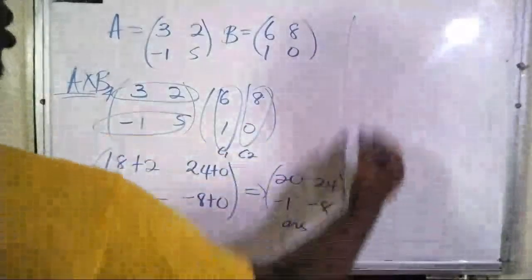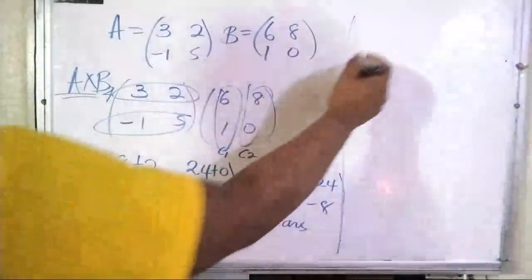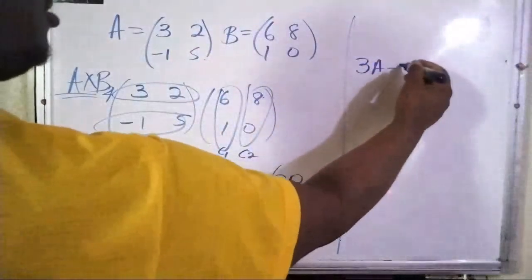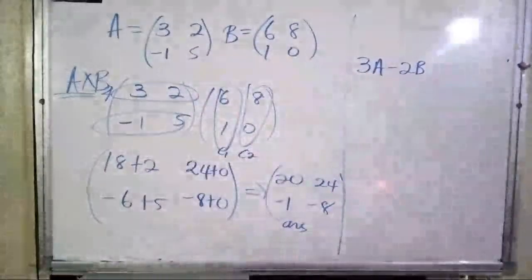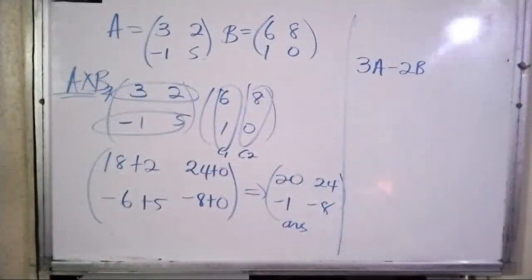Quickly, guys, I want you guys to do this. Use the same A and B. The 3A minus 2B. Let's go. So we have 3A minus 2B.